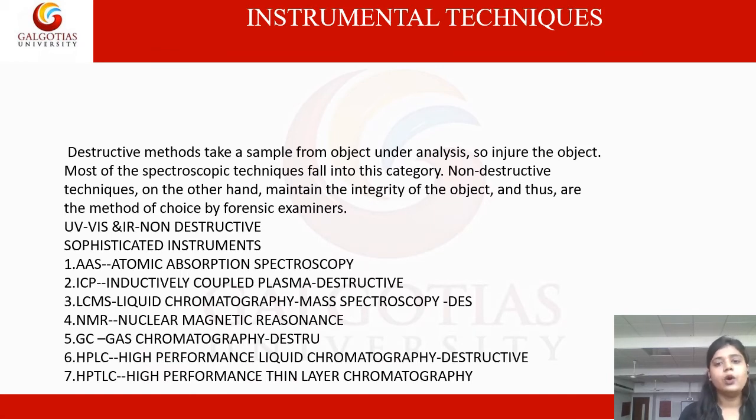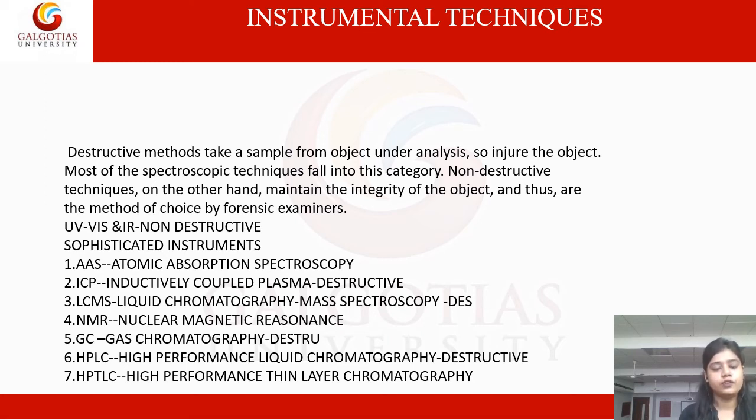Now, we come to the instrumental techniques. These are part of our confirmatory technique. We confirm a particular drug's presence or absence by using any of these kinds of instrumental techniques. Generally, destructive methods are those in which we take a sample from the object under analysis and so injure the object. Most of the spectroscopic techniques fall in this category. Non-destructive techniques, on the other hand, maintain the integrity of the object and thus are the methods of choice by forensic examiners. The most common form of non-destructive technique is infrared.